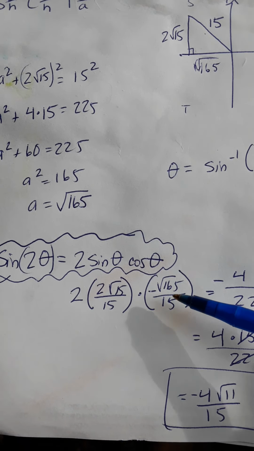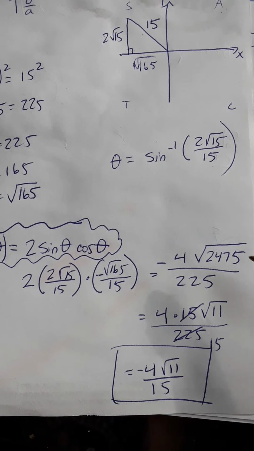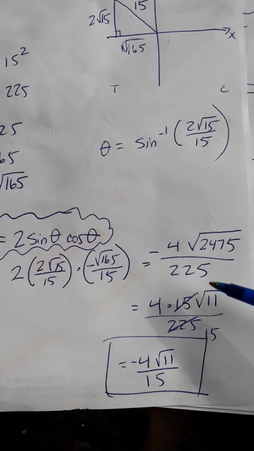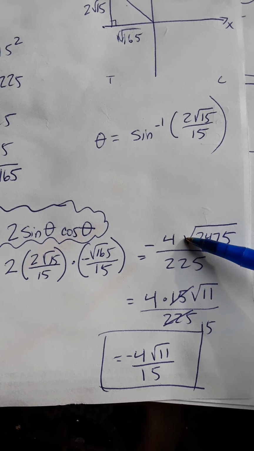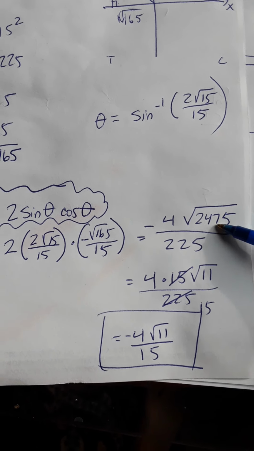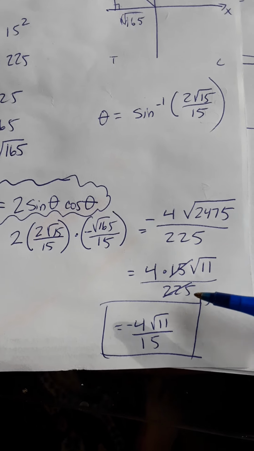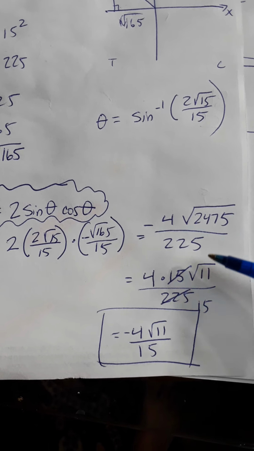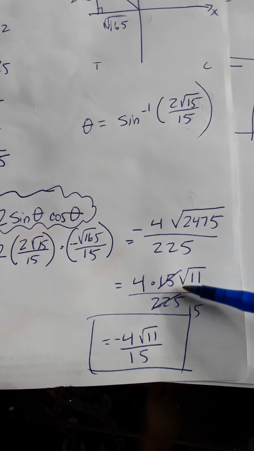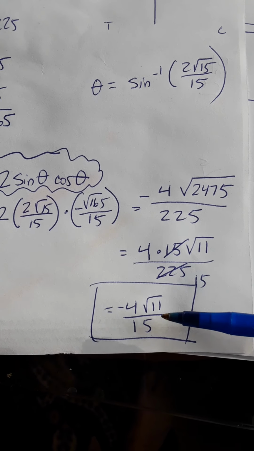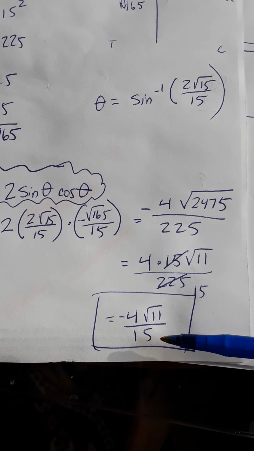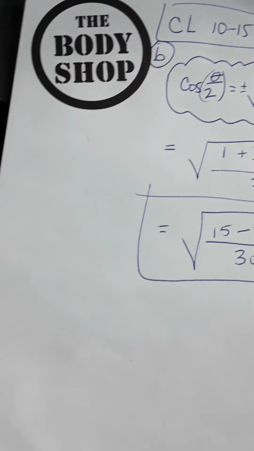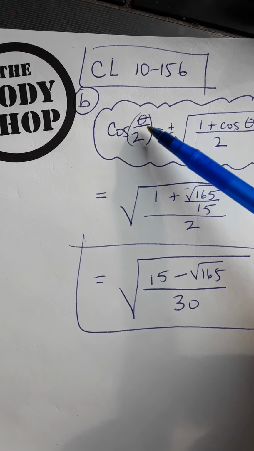So we plugged it in, and then I had to do the fraction math here. It got a little ugly. I didn't have my scientific calculator, but you can work this out if you simplify this radical. 15 times 11 is 165, and with this simplification you end up with negative 4 root 11 over 15. So that's letter A.